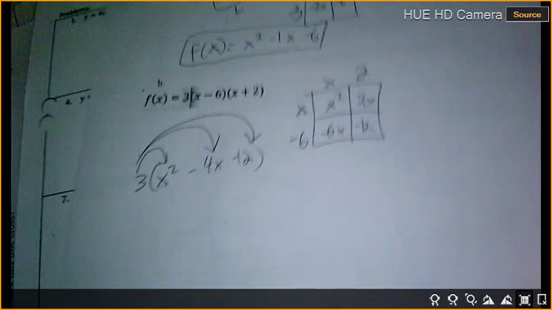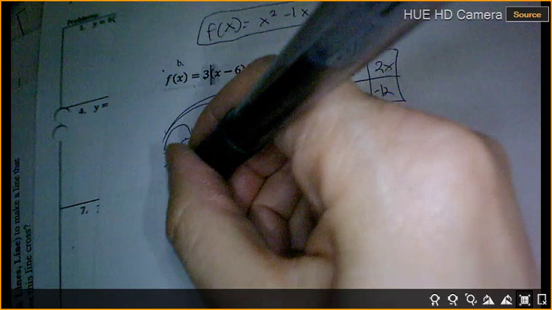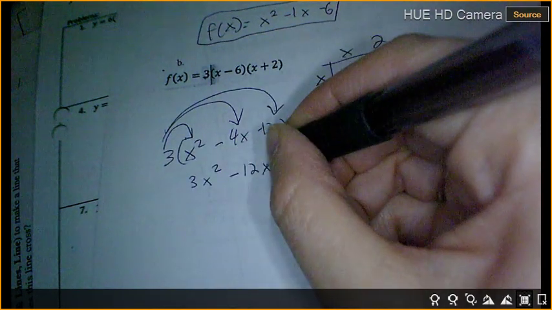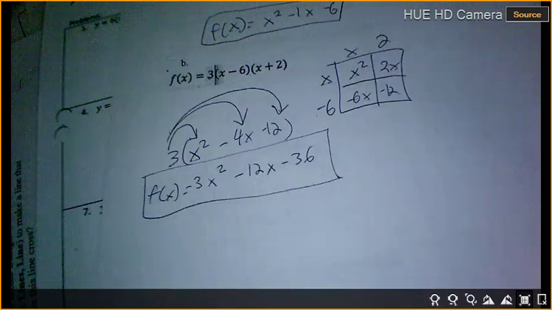Okay, and then we're going to distribute, correct? Make sure you're distributing to everything, not just the first one. 3x squared minus 12x minus 36. And f of x equals that. And that is in standard form.